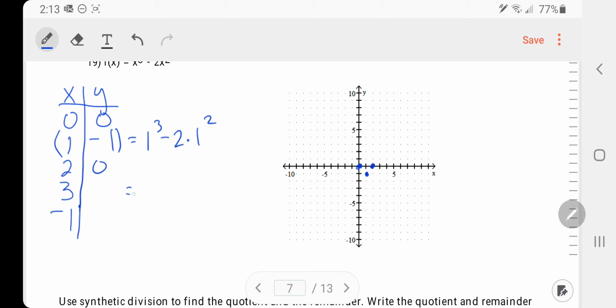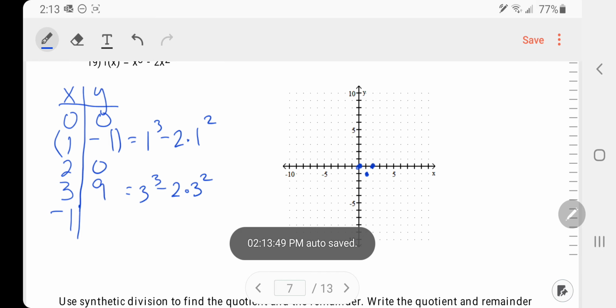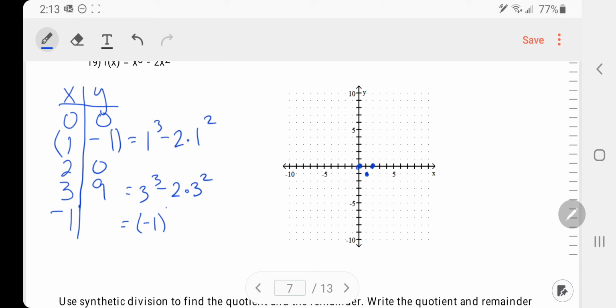So, 3 cubed minus 2 times 3 squared. With the calculator, 3 cubed minus 2 times 3 squared is 9. And then negative 1. Don't forget that negative numbers have to go in parentheses. And that's going to be negative 1 minus 2 times 1, which is negative 3.